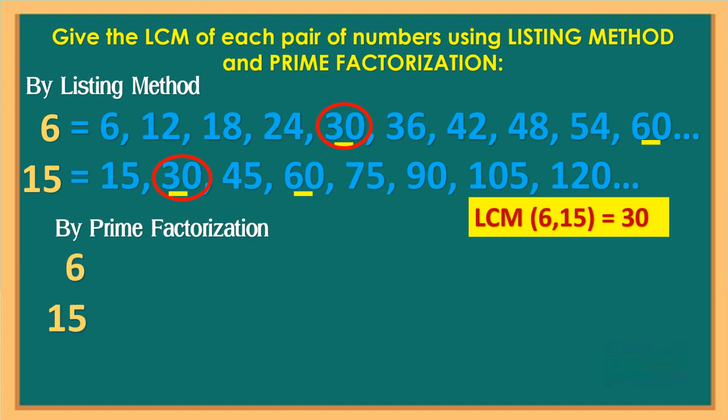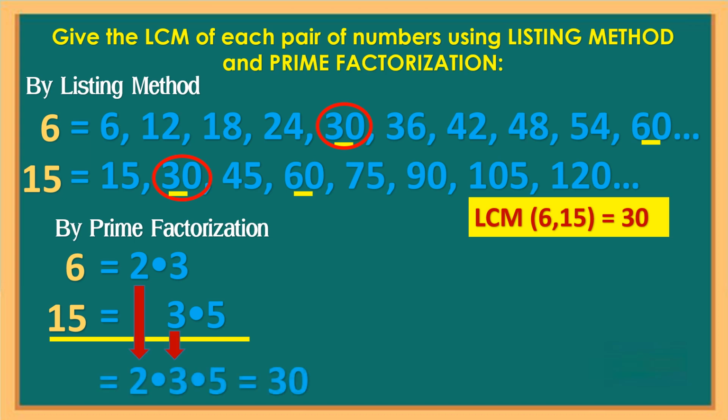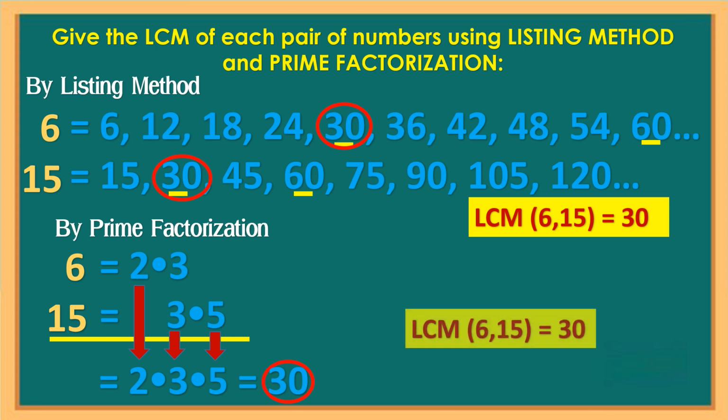Using prime factorization method, for 6, the prime factors are 2 and 3, or 2 times 3. For 15, we have 3 times 5. I put 3 below 3 because they are the same. So we will bring down 2, bring down 3, just 1 3. Then bring down 5. Now we have 2 times 3 times 5, which is 30. Therefore, the LCM of 6 and 15 is 30.